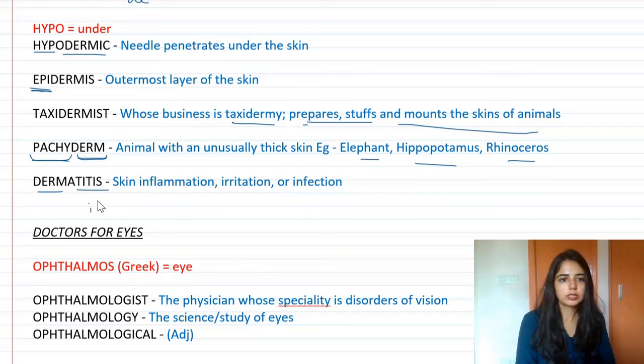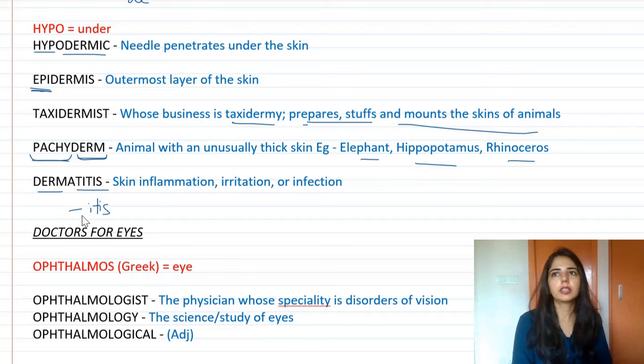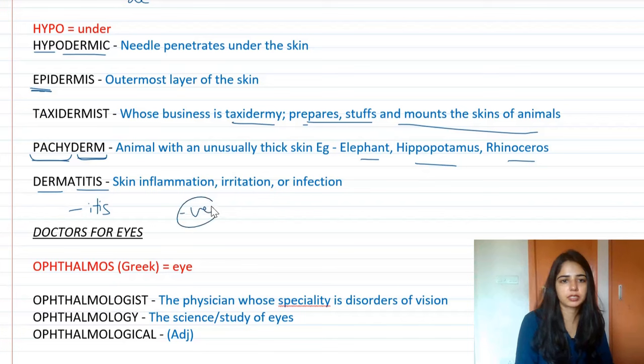Dermatitis. You will see this itis suffix in other words also, like neuritis. It is a negative suffix. It mostly means irritation or inflammation or any disease of something. So dermatitis means skin inflammation, irritation or infection. All right, and who will treat it? Dermatologist.